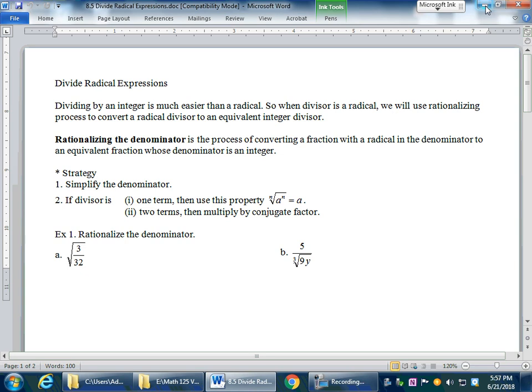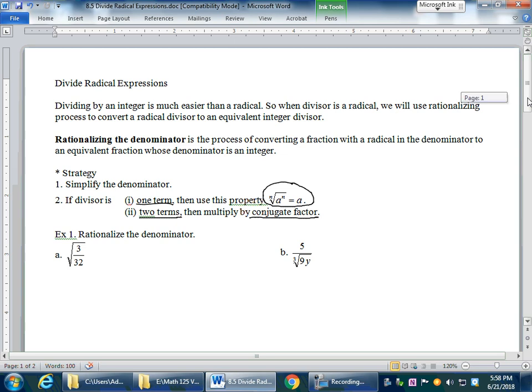After you simplify the denominator, you have to pay attention to whether the divisor is one term only or two terms, because depending on the case we're going to use a different approach. If it is one term only, then we want to use this property right here, because once we make the index and the exponent of the radicand the same, they cancel out and I'm only left with a, which has no more radicals. If it is two terms, we're going to multiply by the conjugate factor of the denominator, because from the previous session's last example, we noticed that if two conjugate factors multiply together, the result has no radical symbol.